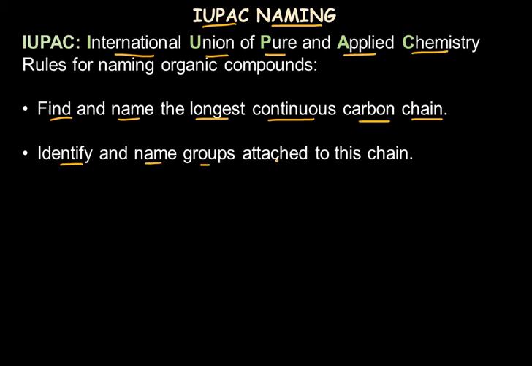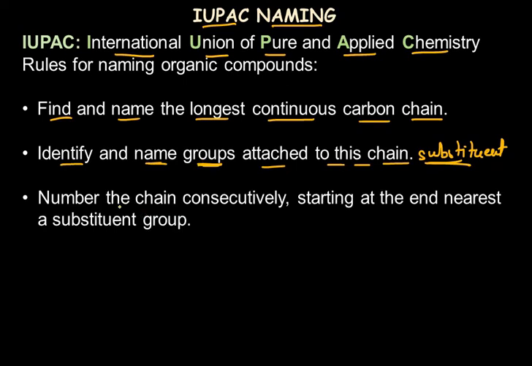Identify and name the groups attached to this chain. Identify and name, that is what kind of group, that is which homologous series it is, and also identify the groups, that is the substituent group or the chain which is attached to the longest chain. That is important. So find out what are the different substituents, branches attached to the longest chain, or what functional group is present in it, and then name those groups.